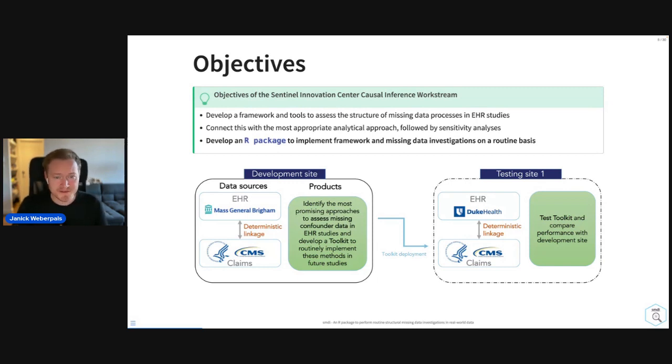And we did this with some very comprehensive simulations at the development site where I work. So at Mass General Brigham, we used the EHRs, deterministically linked them to claims data, and developed this R package based on the theoretical work that we did with these simulations. And now we have shipped this toolkit to our testing site, which is at Duke University, and they are now testing our package on their EHR claims linkage.